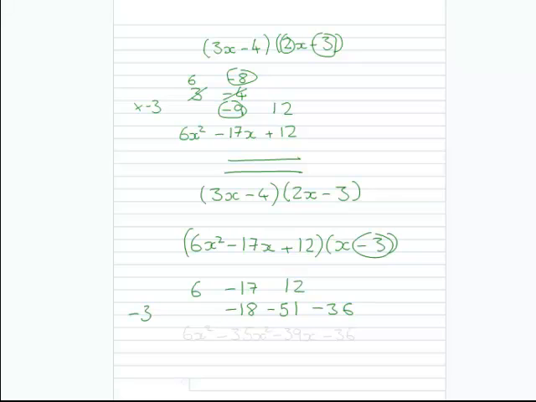Totaling up the columns now gives us 6x cubed minus 35x squared, and next column giving us minus 39x, and finally minus 36.